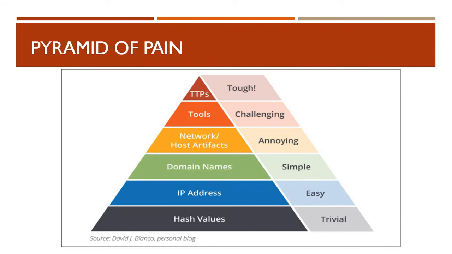Next, if you move ahead in the pyramid, that's domain names. So another trivial, or you can say simple, way of hunting is using a domain name. But as you know, a domain name can also be changed using DGA algorithms. Now, as we move ahead, it's more annoying: network or host artifacts.